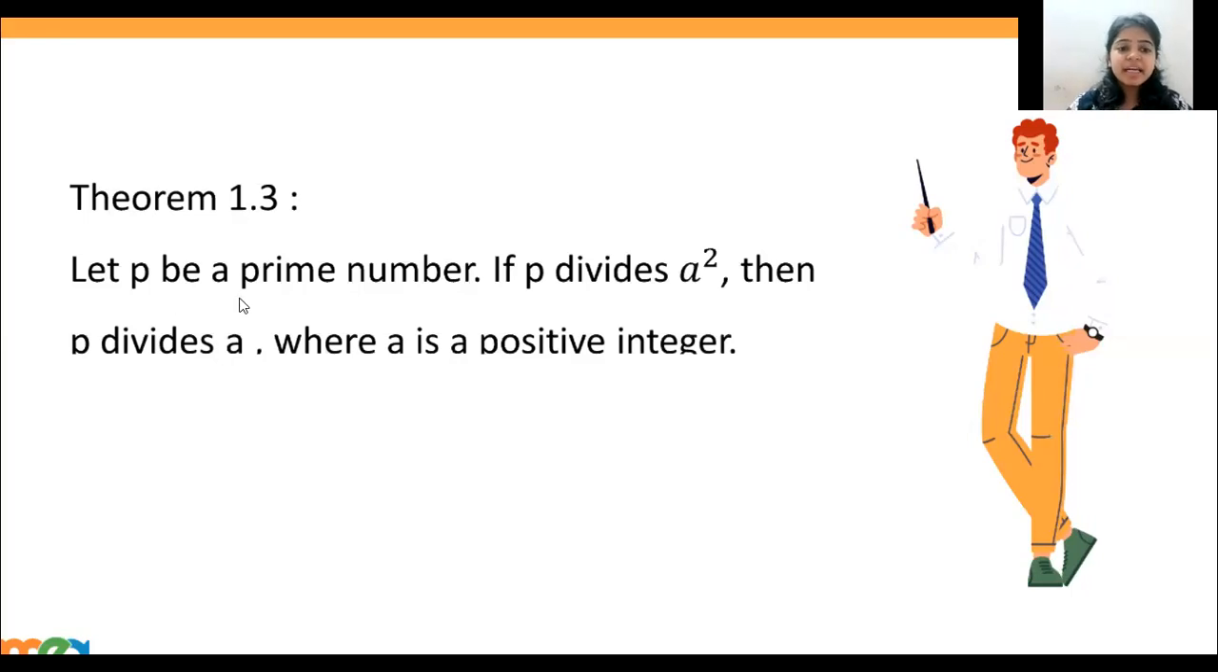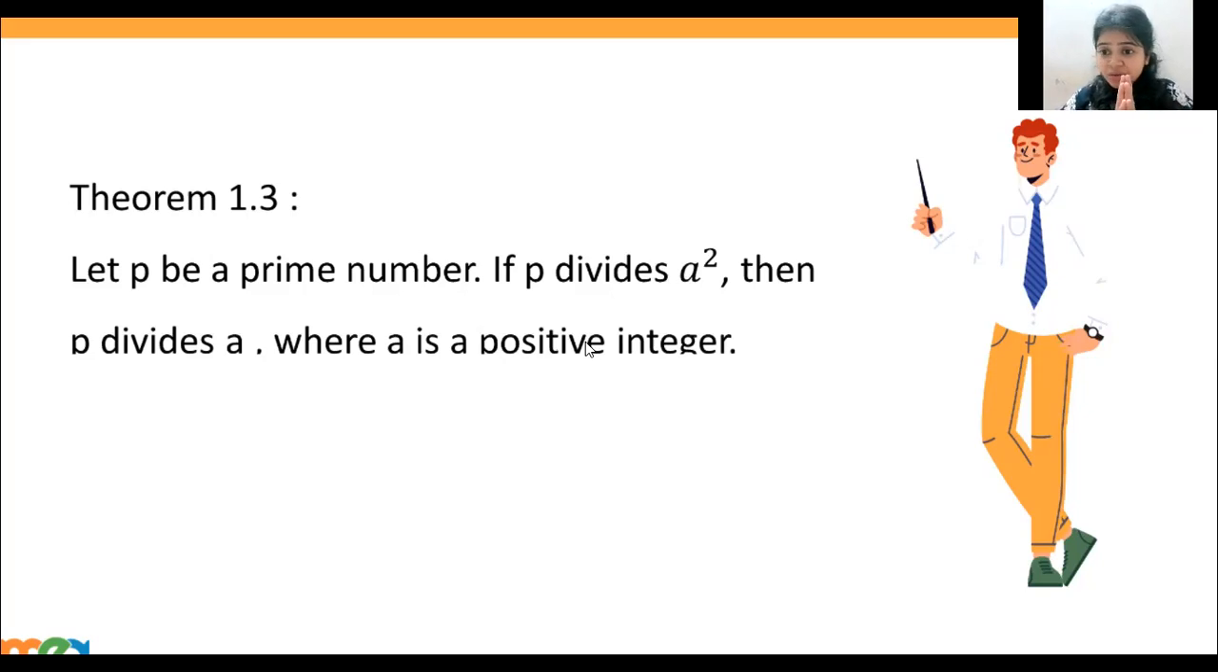They are saying that let P be a prime number. If P divides A square, then P divides A, where A is a positive integer. Okay, let's understand this again by taking an example. So we are taking P as a prime number and P divides A square. Let's take P as 7. And if P divides A square, we take it as 49. 49 is the A square.